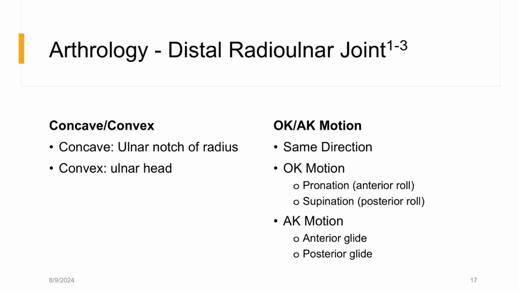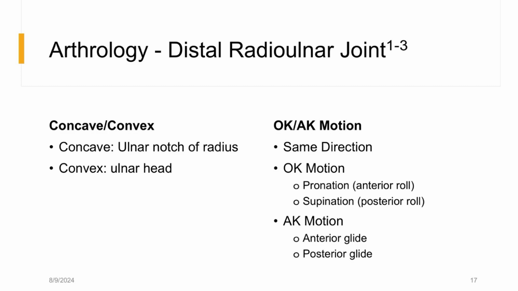You may want to go back and look at your skeletons to visualize this, to commit it to long-term memory. And you have the convex radial head. So you're going to have the concave ulnar notch of the radius moving on the convex ulnar head. OK and AK motions are going to be in the same direction because you have concave moving on convex. So whenever you have concave moving on convex, your osteokinematic motion and arthrokinematic motion are going to be in the same direction. So therefore, with pronation, you're going to get an anterior roll, anterior glide.